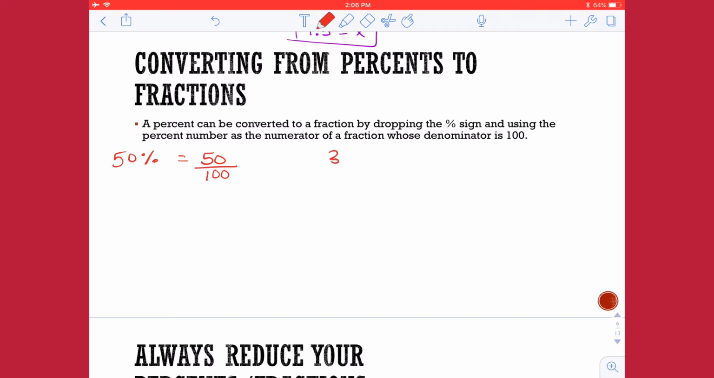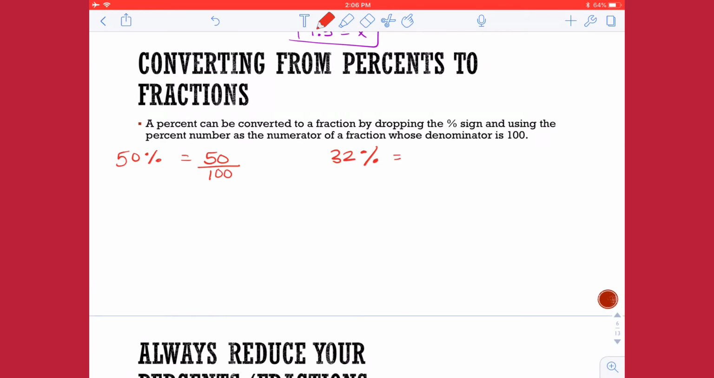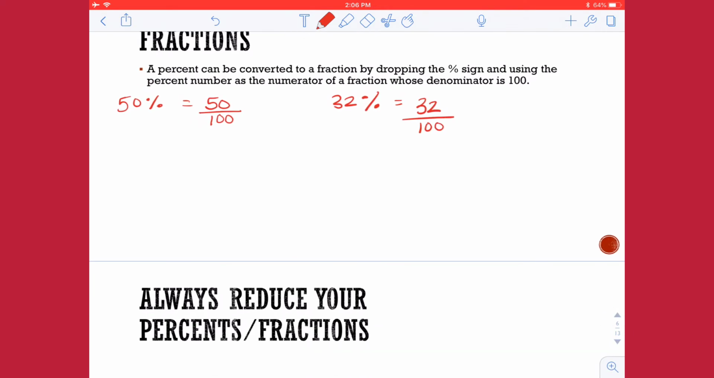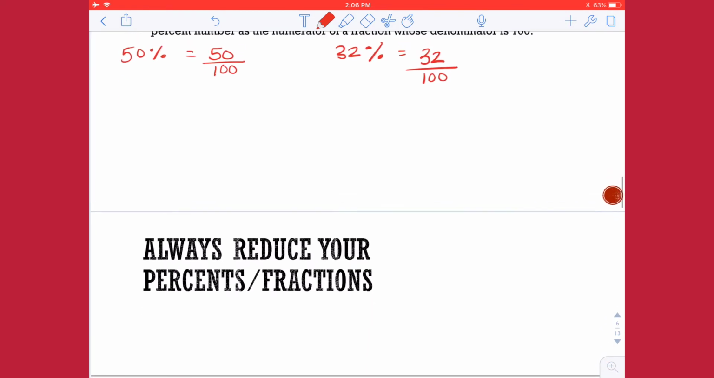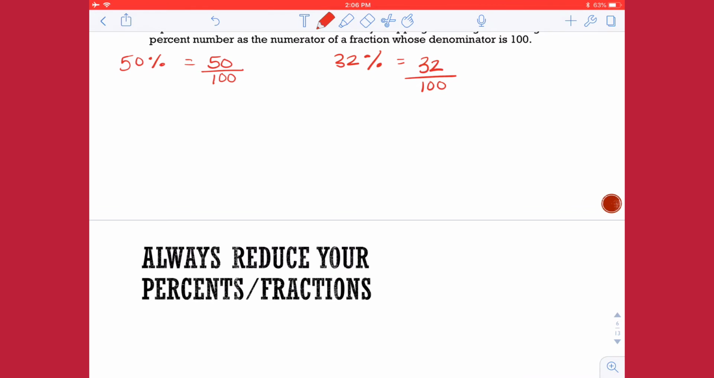Even if I'm dealing with a weird value that's not as popular for us to see, like 32%, it'd be the same idea. I'm dropping the percent sign and saying I'm looking at 32 out of 100. So super, super easy to convert from percents to fractions. You do want to make sure that you always reduce your fraction values. It makes your life a lot easier. It helps you to really think through the problems that you're looking at.